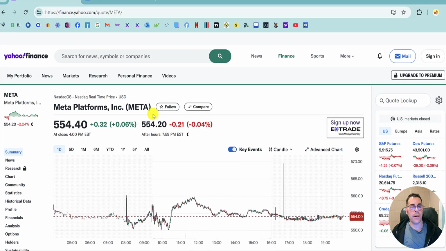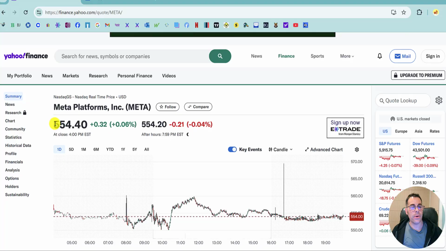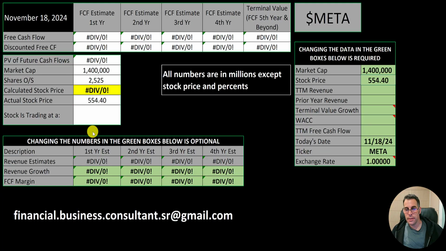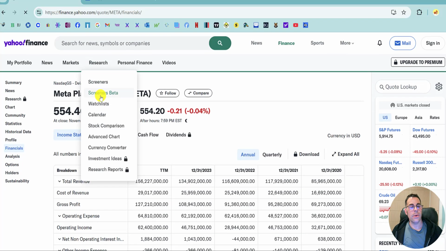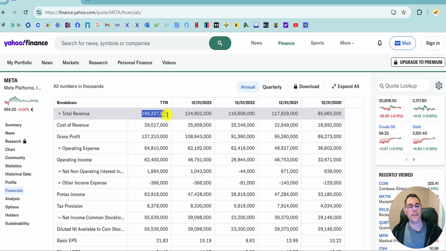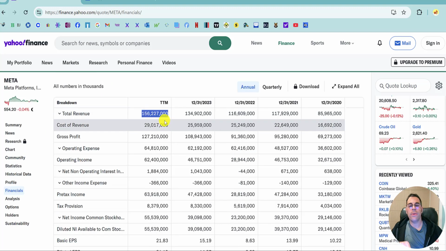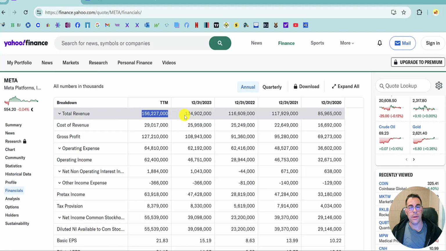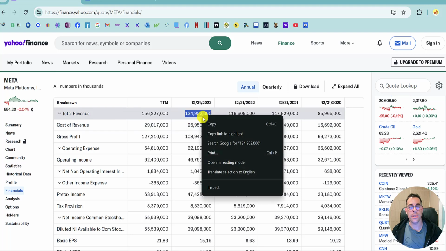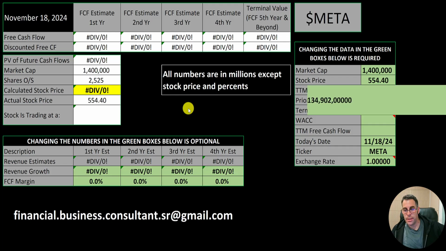Next, stock price. So go back to Yahoo Finance, 554.4, and paste that in here. Now the trailing 12-month revenue or the most recent revenue. Go back to Yahoo Finance, go to Financials, go to the income statement, and it's 156.2 billion. Yahoo Finance numbers are in thousands. You see right here, thousands. So just paste that number and add 3 zeros. So that's 156.2 billion. Prior year revenue, 134.9 billion. Just copy it and paste it and add 3 zeros.